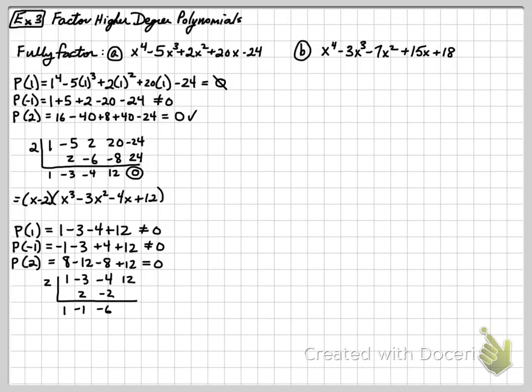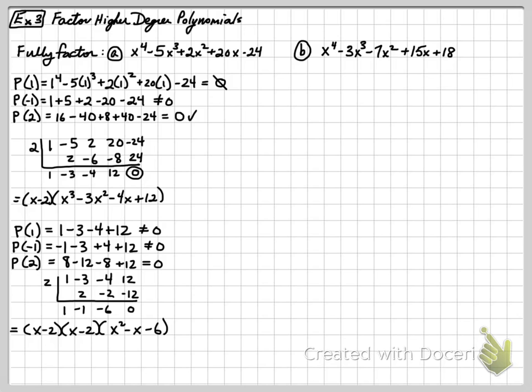As you can see, bring down the 1. 1 times 2 is 2. Add up the second column, I get -1. 2 times -1 is -2. Add up the third column, I get -6. 2 times -6 will be -12. And when I add up the last column, I get my remainder of 0, which means it's going to go into it evenly. Therefore, I can now say that my polynomial is going to be x minus 2 times another x minus 2 times what's left here, which is x squared minus x minus 6.